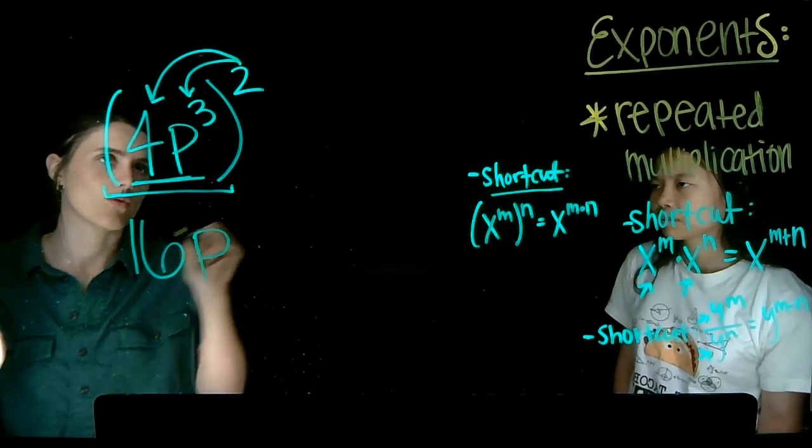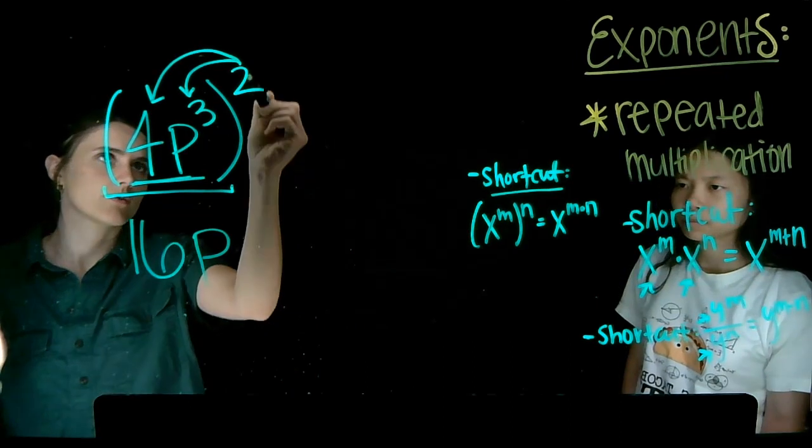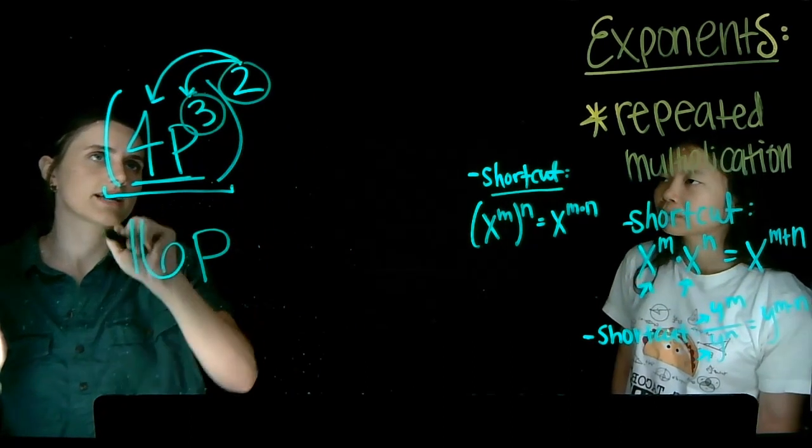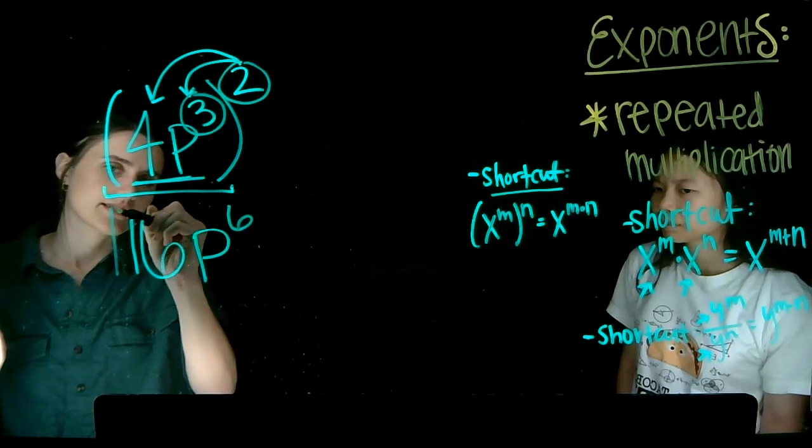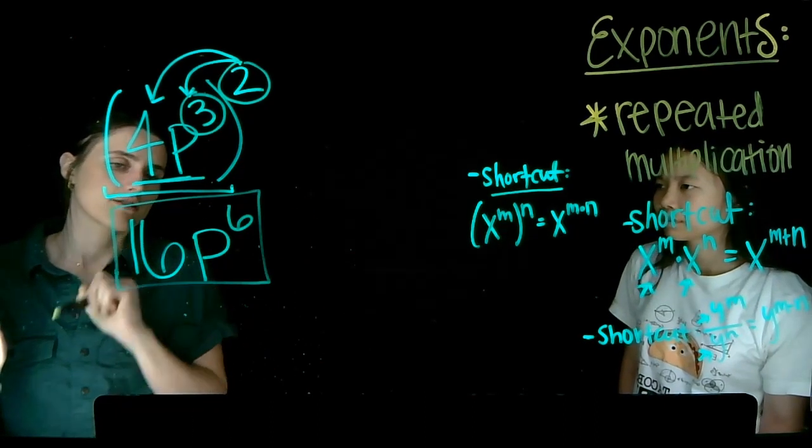And then p to what power? Well, our shortcut tells us that we can just multiply these two exponents together. So 2 times 3 is 6. So 16p to the 6th would be the shortcut and the answer for this.